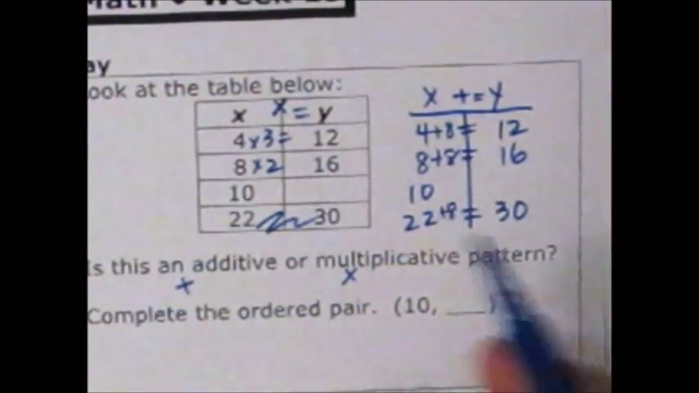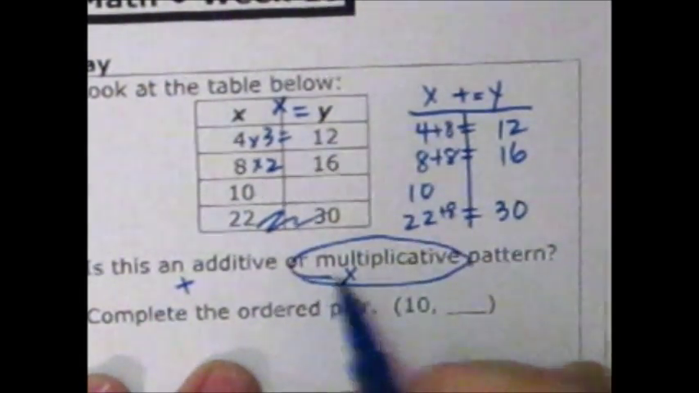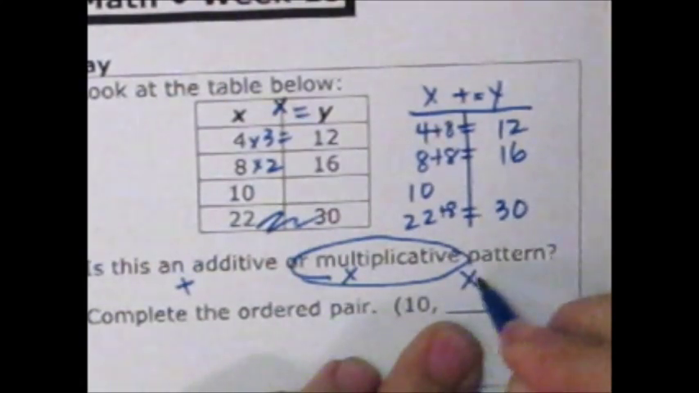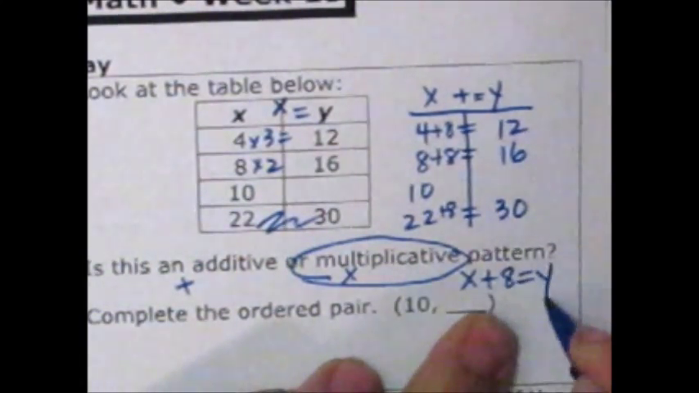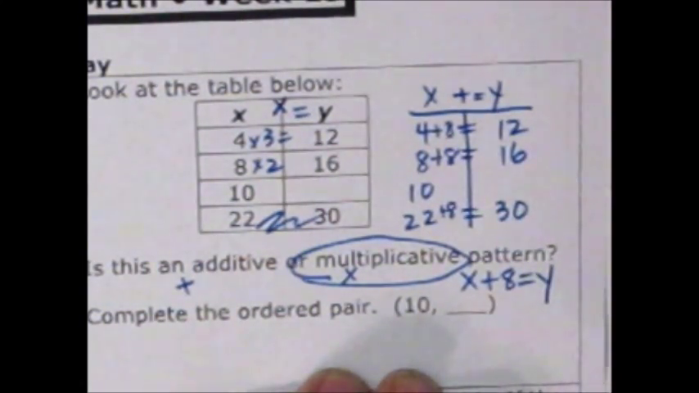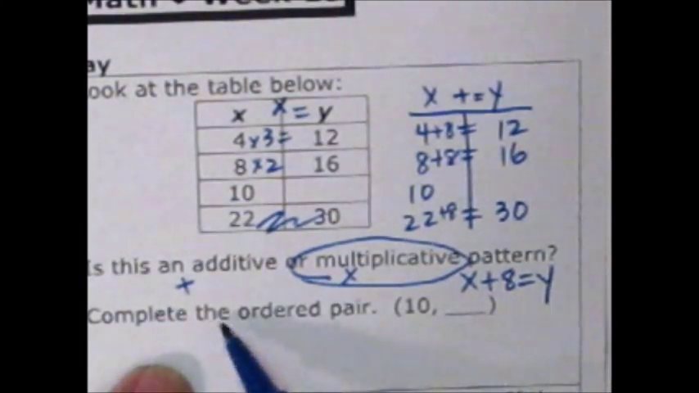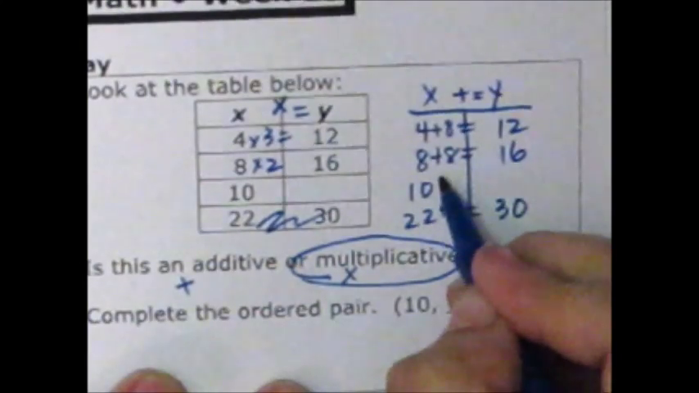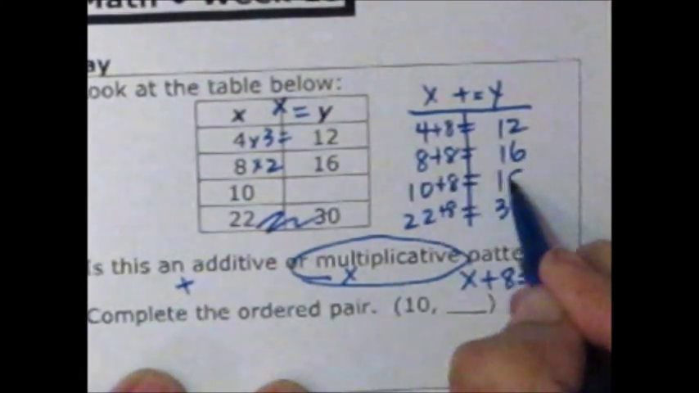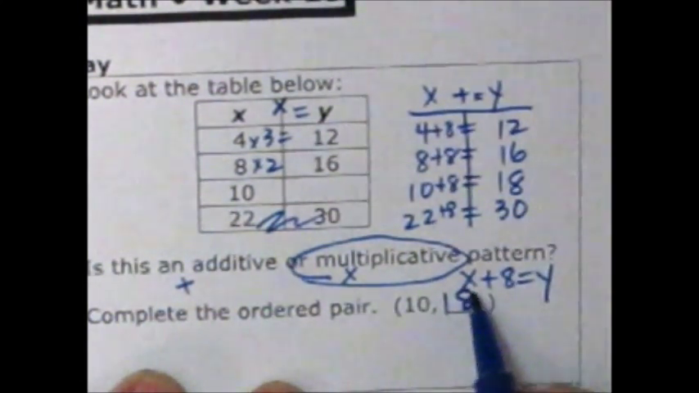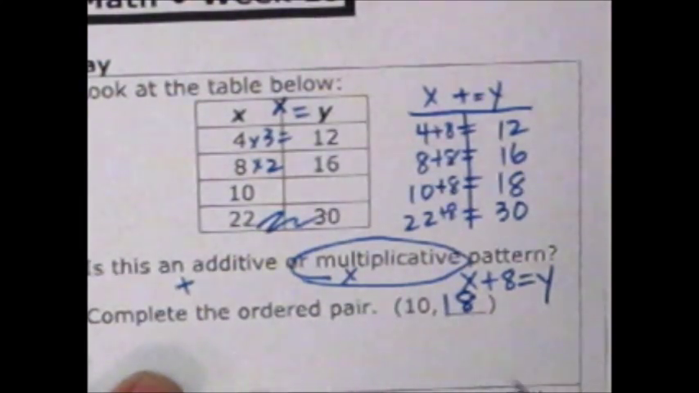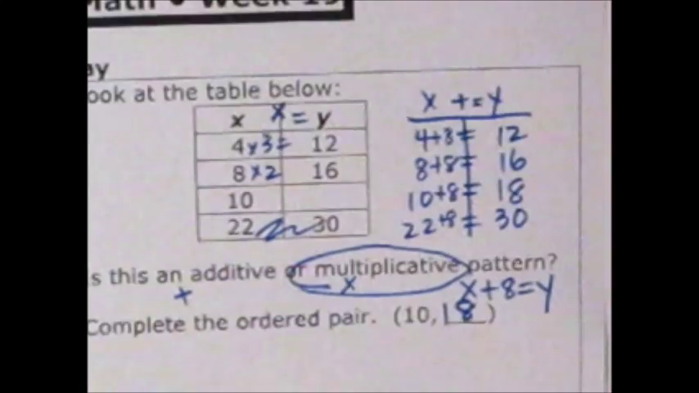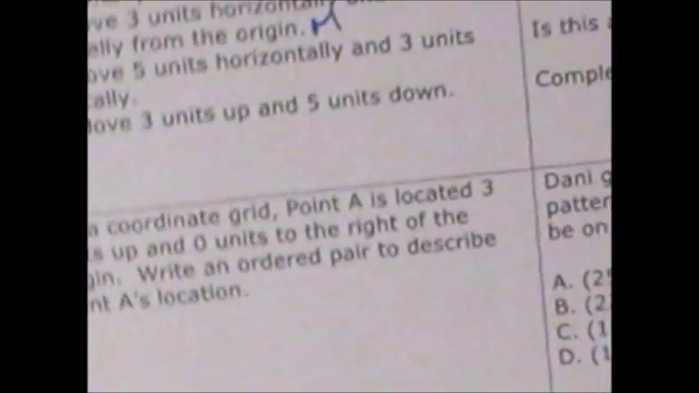So there was my rule, and it's additive, and your rule is x plus 8 equals y. Okay, that's what they were trying to find. Now we need to complete this ordered pair for what's missing. So we said the rule was x plus 8, so 10 plus 8 equals 18. So my y here is 18: 10 for my x, 18 for my y. Easy enough, huh? All right, let's go to the third problem.